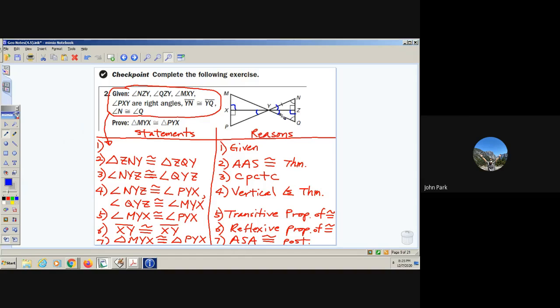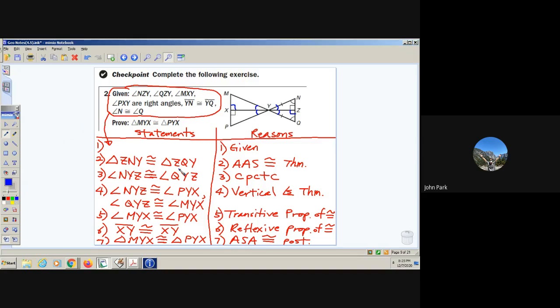So this bottom angle is going to be congruent to the vertical angle here on the top. So that means all four of those are going to be congruent, right? So then you just write all those. So this angle QYZ is congruent to that angle MYX, right? And those two angles are congruent by vertical angle theorem. So then notice what we have here.